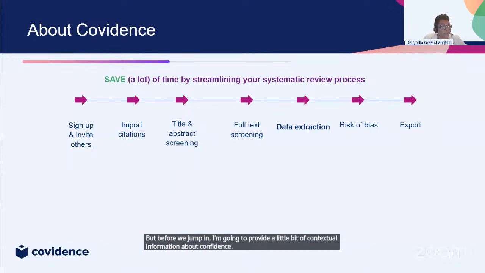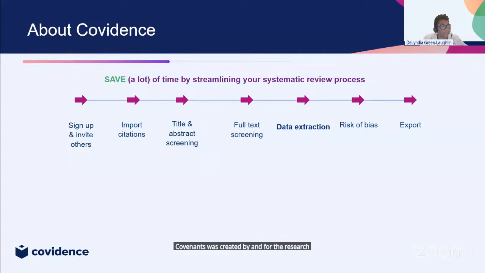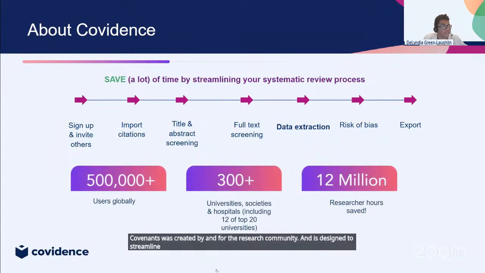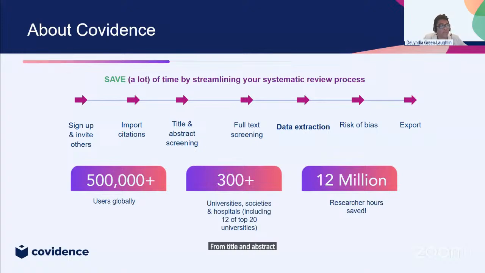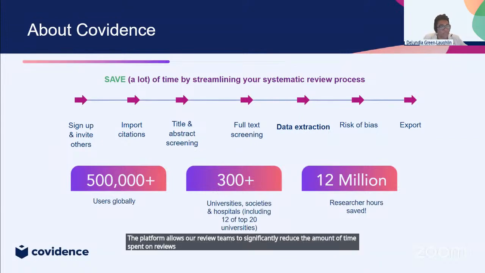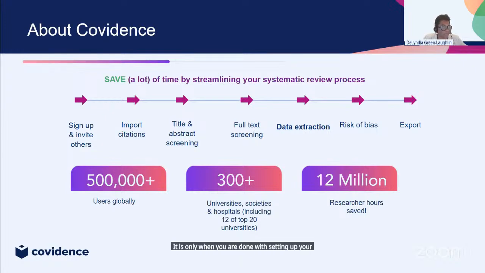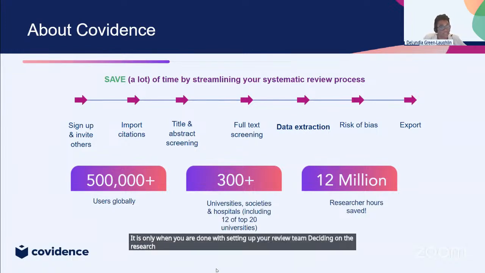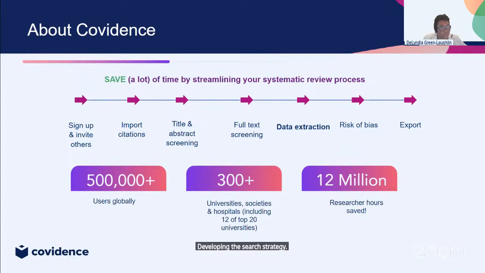Covidence was created by and for the research community and is designed to streamline the review process from title and abstract screening through to extraction and risk of bias. The platform allows our review teams to significantly reduce the amount of time spent on reviews, meaning researchers are able to produce high-quality evidence faster. It is only when you are done with setting up your review team, deciding on the research question, developing the search strategy, you've run the searches on the databases, and have a list of potentially relevant studies that Covidence comes into the picture.